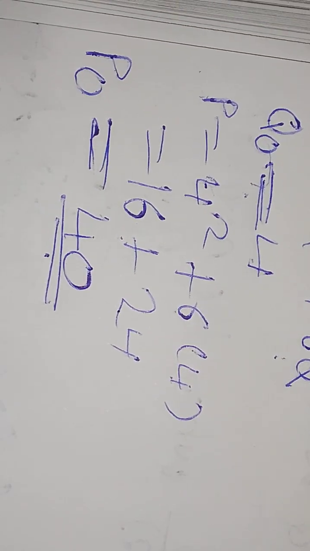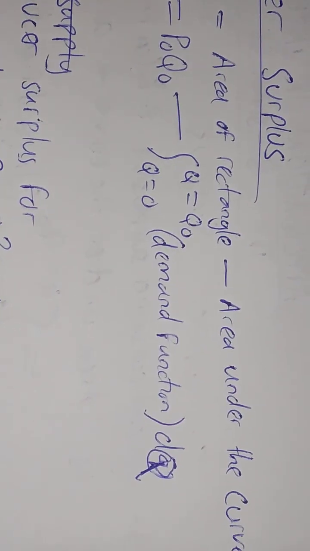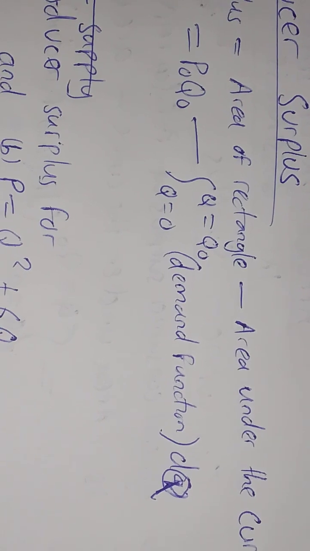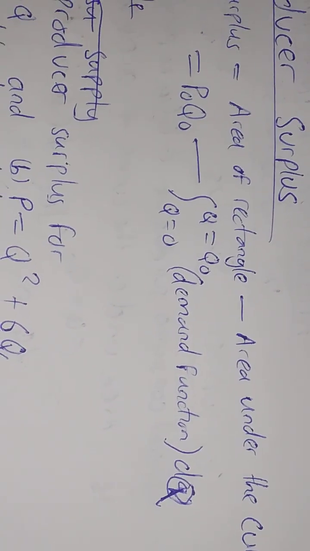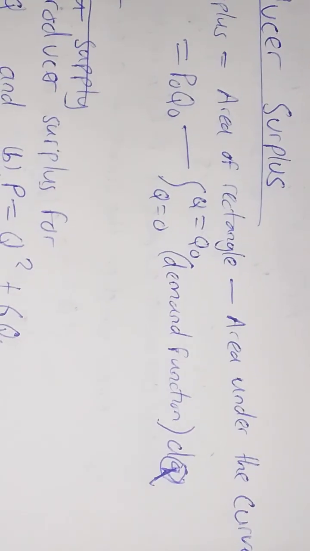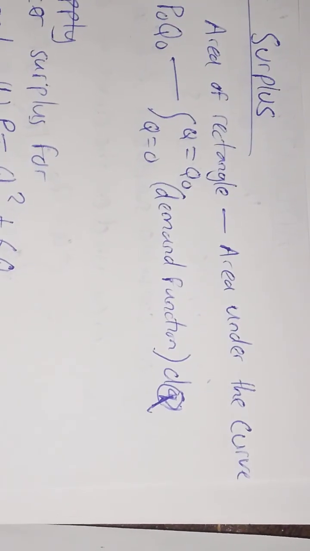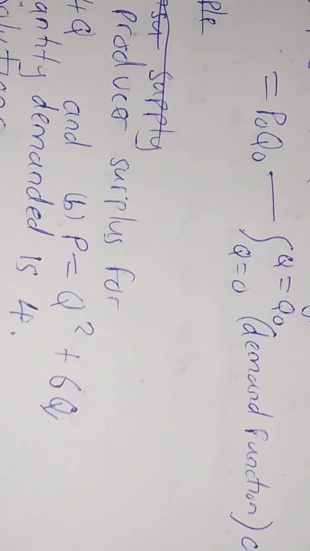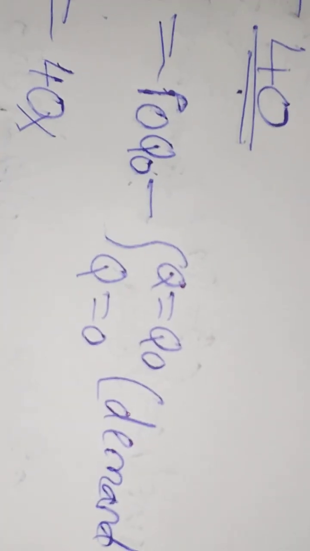So now going back to the formula for producer surplus, producer surplus is equal to P0Q0 minus the integral from Q equal to 0 to Q equal to Q0 of the demand function dq. How are we going to find P0Q0? P0, we have said it's 40, multiplied by, what's our Q0? It's 4.